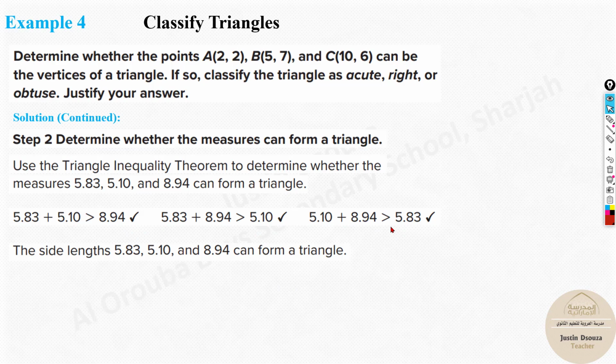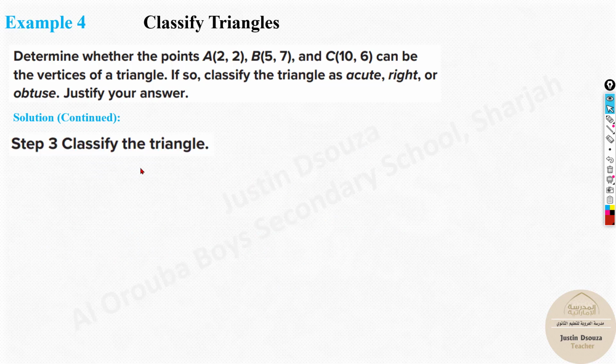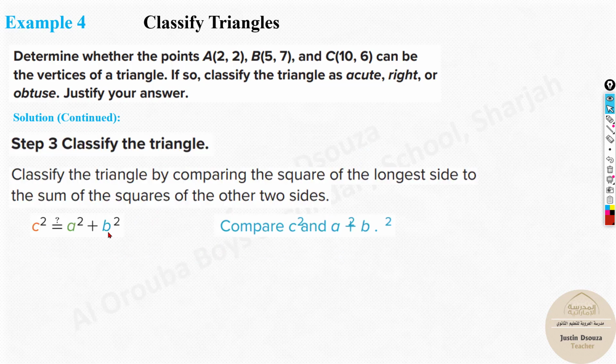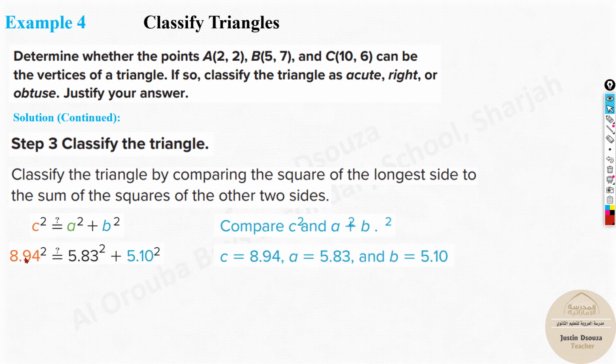And now all you need to do is classify the triangle. We know the sides, right? All three. The longest one is C, the other two can be A and B. The longest one is important. So you just do C squared, the longest one. C is 8.94, square that. A is 5.83, square it. And finally, we have 5.1, square that.